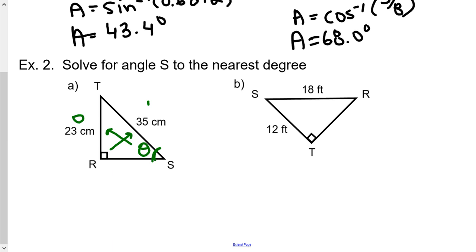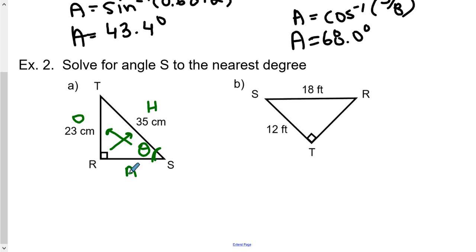This side length of 35 is going to be my hypotenuse, right? It's across from that right angle. And this unknown side is my adjacent. So here's where we have to use a little bit of critical thinking, a little bit of problem-solving skills. All of these ratios only have space for three things, right? Two side lengths and an angle.